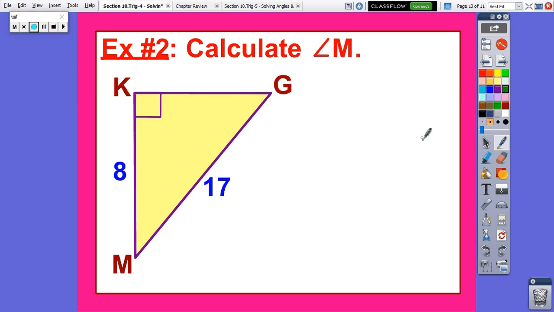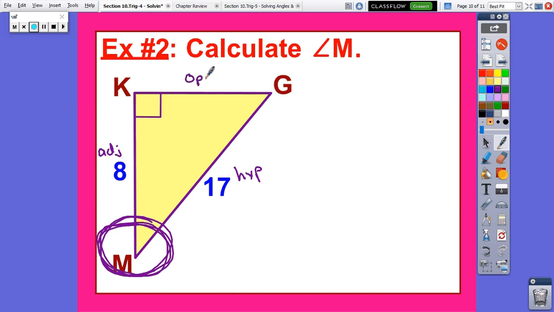All right, let's look at number 2. Solve for angle M. So where's angle M? Here's angle M down here. So let's label our sides accordingly like we have in the past. So we've got the 8 and the 17 on the label here. Well, the 17 is opposite the 90-degree angle. It's the hypotenuse. And the 8 is right next to the m, so it is the adjacent side.